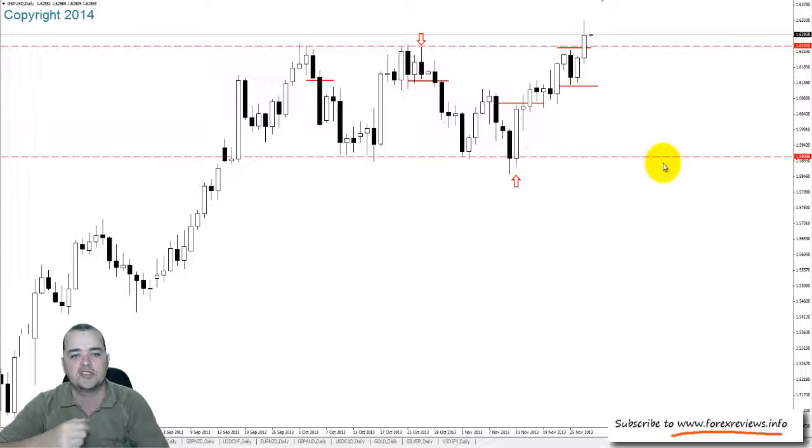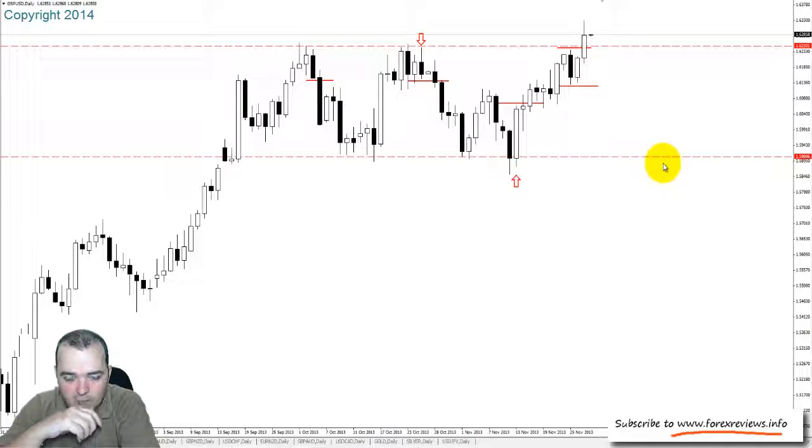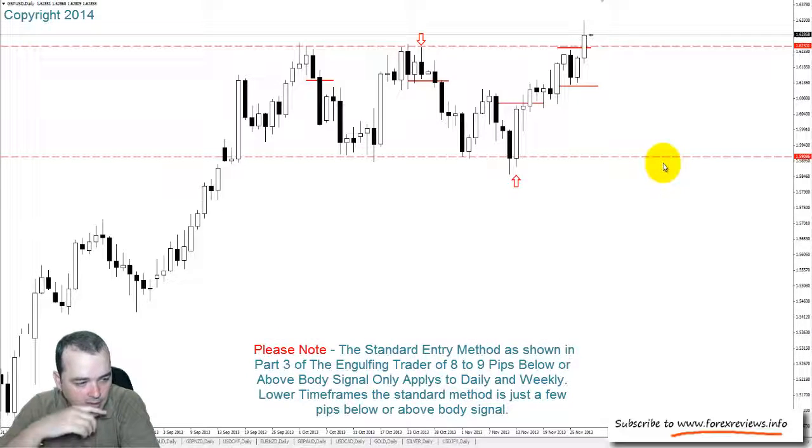So overall, let's have a look at this just for a moment. All right, like I said, let me go over it again. In the standard method, we just enter about 8 or 9 pips below or above the signal, right, whether there's a body or wick. Okay, it doesn't really matter. If there's no wick, it's even better, right, because it coincides with this advanced entering method.